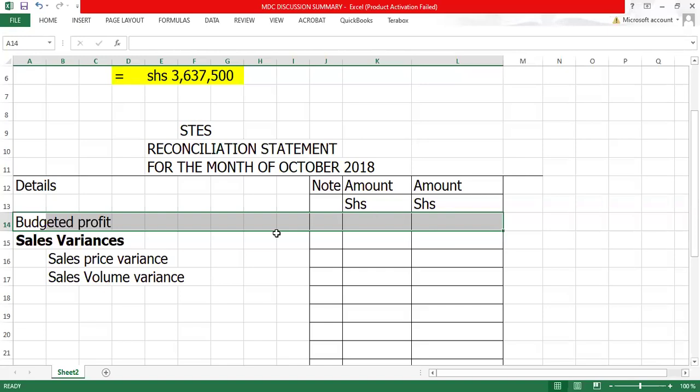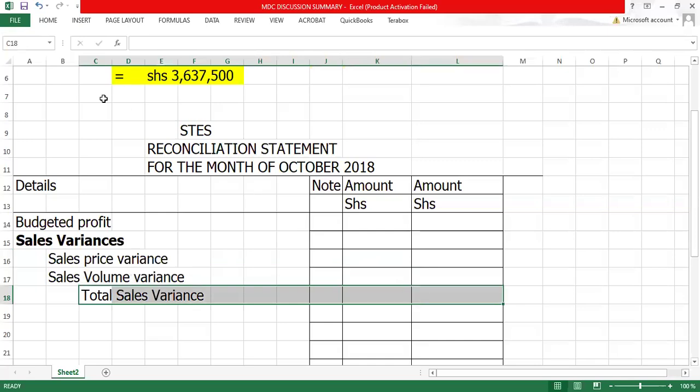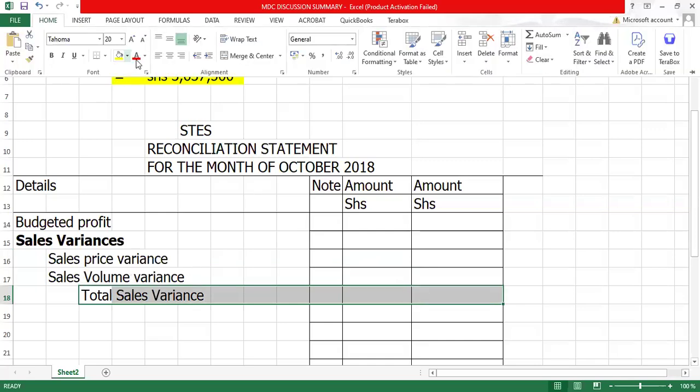Okay, so after getting your sales price and sales volume, you will have the total sales variance, which you will put here. So the sales price and sales volume you put in the second column. Okay, we will do that. I want you to first know the template, how it flows.